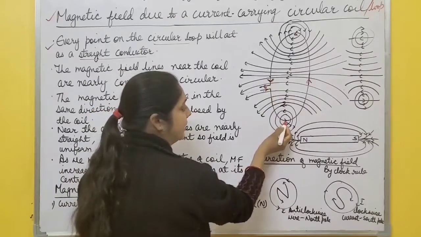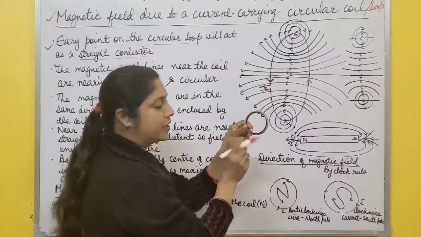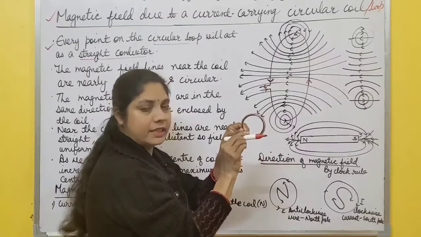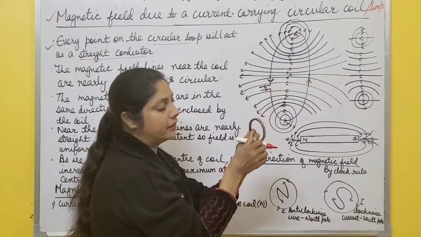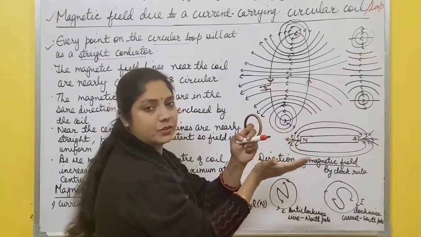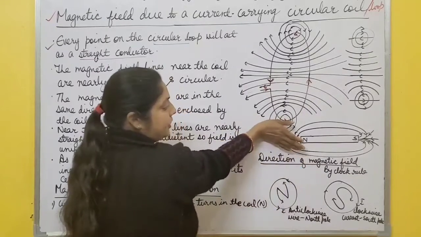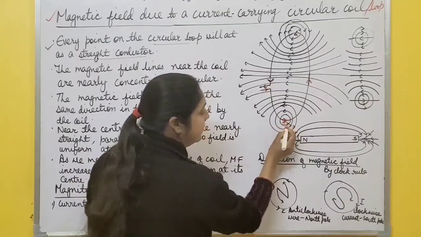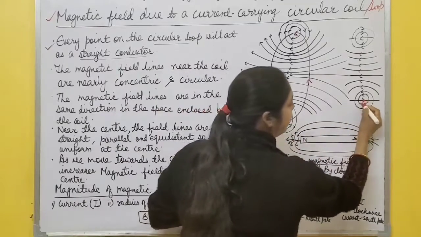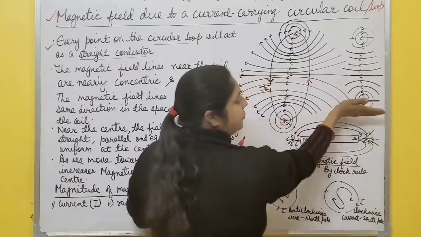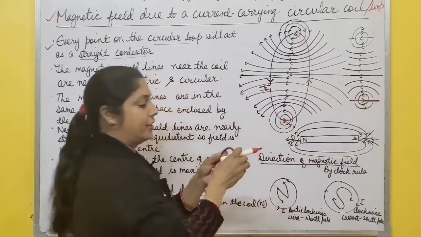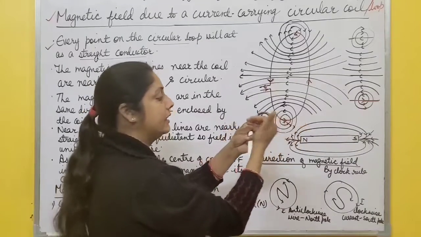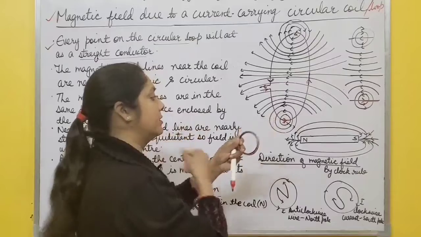Suppose I have taken this point. Now current is flowing in anti-clockwise direction, it means in this direction. If current is flowing in this direction, then you curl your fingers, it moves like this, in anti-clockwise direction. If you place your thumb in the direction of current, assume that this is a straight conductor. Current is flowing in this direction, like this one. Now you curl your fingers, it moves in anti-clockwise direction. From one end, these magnetic field lines enter, at the other end, these magnetic field lines exit.